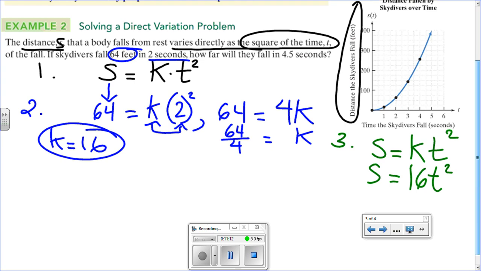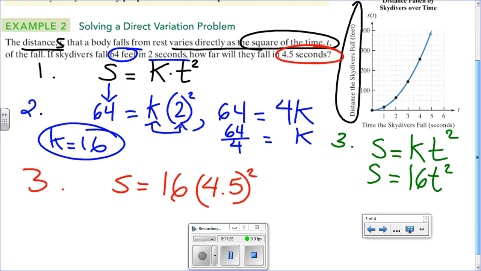Okay. Now we move on to answer the question. The question says, how far would it be at 4.5 seconds? So that will be easy. Substitute t with 4.5, but don't forget that you have to square the 4.5.